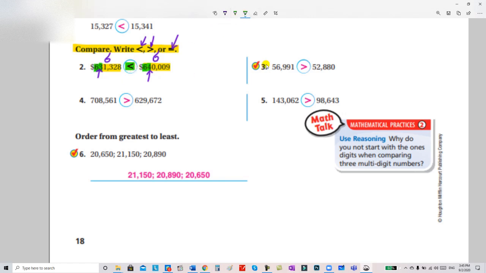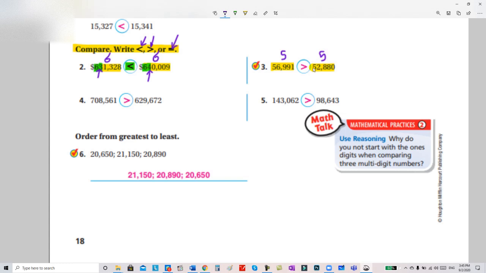Okay, let's move to number 3. We have here these two numbers and we want to compare between them. Okay, firstly count the number of digits in each number. We have here 1, 2, 3, 4, 5, and we have here 1, 2, 3, 4, 5.